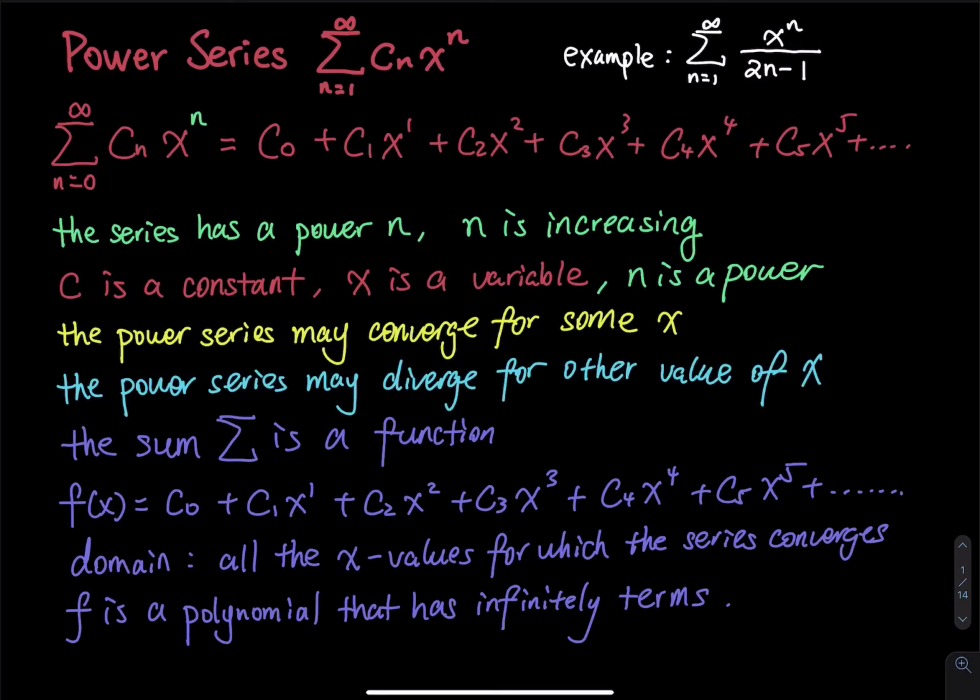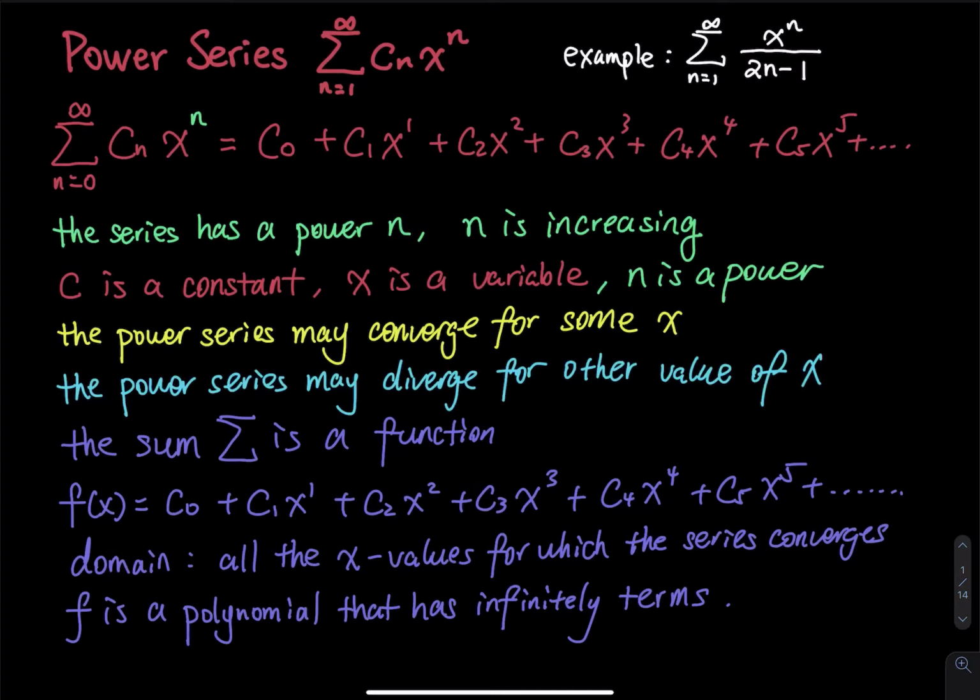The power series may converge for some x, and the power series may diverge for all other x values. The power series converges for an interval of x values, or a set of x values. If the x value is not within that interval or set, then that x value will make the power series diverge. And the sum of the power series is a function. Basically we have f of x equals the expansion of the power series.